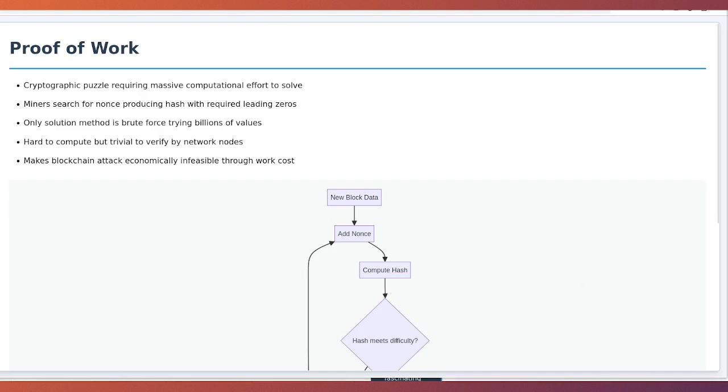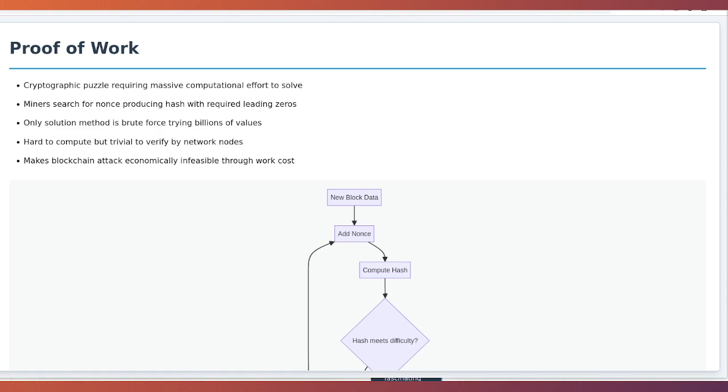Now let's discuss proof of work, which is the cryptographic puzzle that makes blockchain secure against attacks. Proof of work is the consensus mechanism used by Bitcoin and some other blockchains to determine which participant gets to add the next block to the chain. The concept is ingeniously simple yet incredibly powerful.